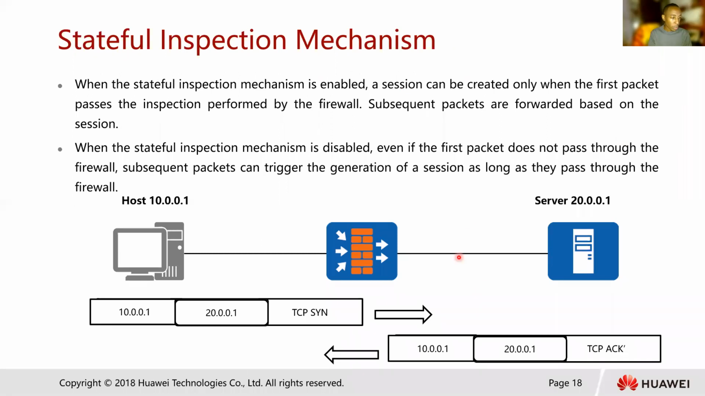So when you look at the stateful inspection mechanism, there are two things here: when it is enabled and when it is disabled. When it is enabled, a session can be created only when the first packet passes the inspection performed by the firewall, and subsequent packets are forwarded based on that session. Remember that. We've already mentioned this. Then when the stateful inspection mechanism is disabled, even if the first packet does not pass through the firewall, subsequent packets can trigger the generation of a session as long as they pass through the firewall.